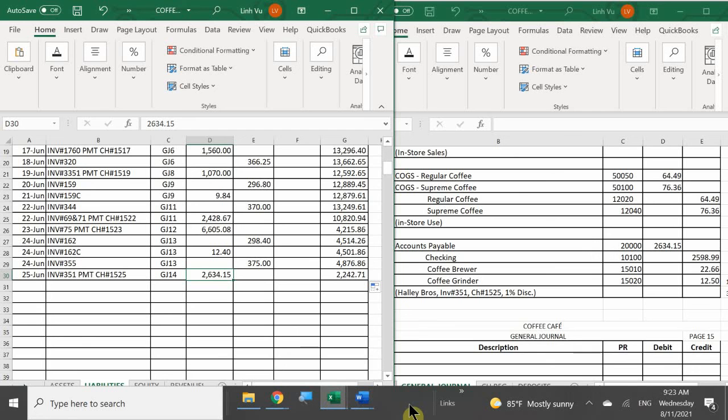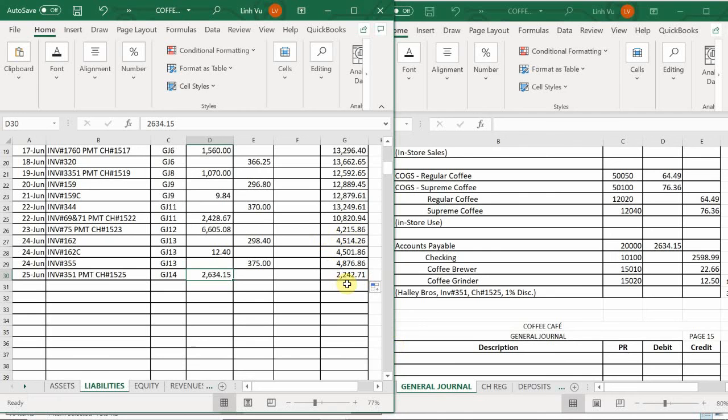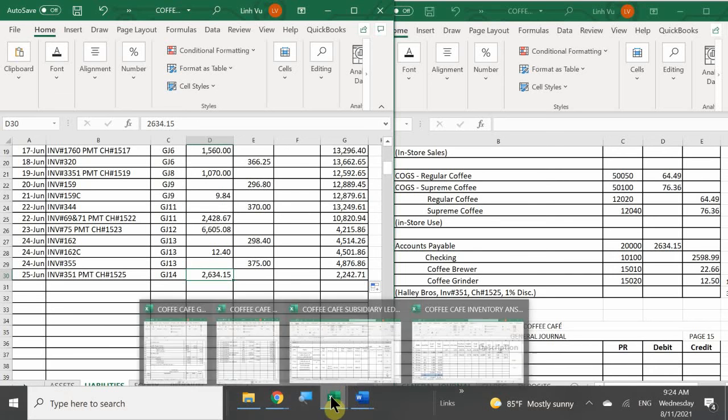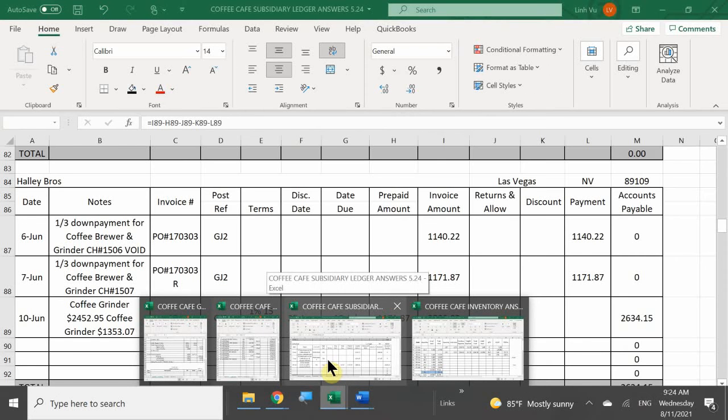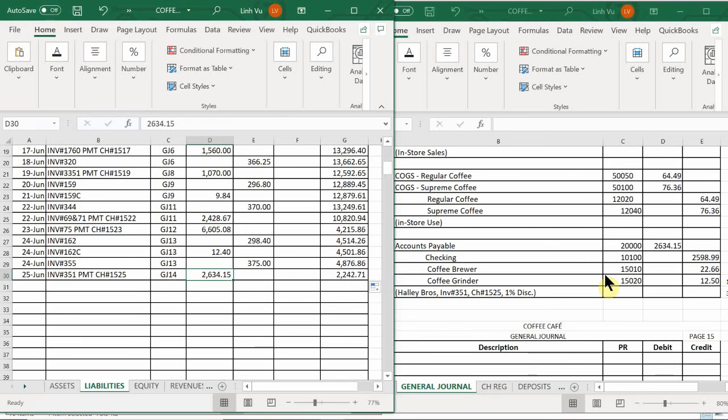Let's see. Maybe my total was 4876.86. Mm-hmm. What in the world? It should be 86. Your total should be 86. Ah, there it is. Oh, okay. I heard 86. I don't know what you guys heard, but I heard 86. There we go. That's what I was missing. It's off by some cents there. Okay. All right. Yes, 2242.71. Okay.